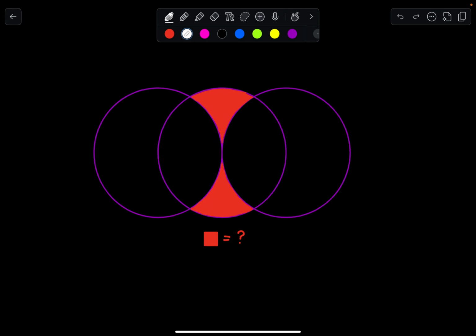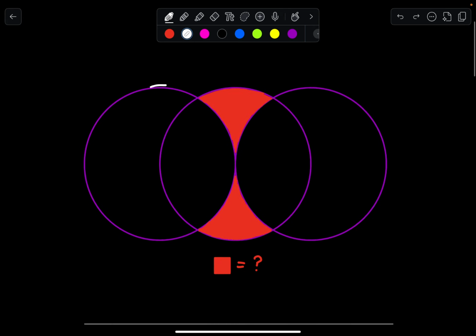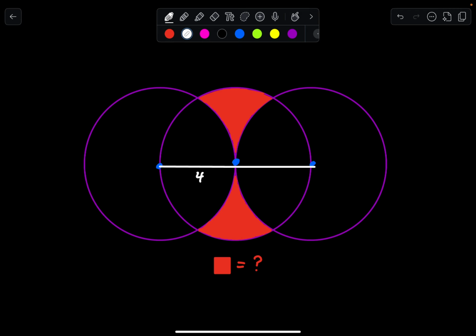Alright, so the problem is defined as such. We're given three circles right here, and they're intersecting like this. There's a point right here where they touch, and their centers lie right here and right here. Now, the radius of each circle is 4, just like this. And that is in fact all that we are given. The question now becomes, what is the area of the red region? It looks like a quite daunting problem, but the solution is extremely elegant, so trust me, stay till the end of this video.